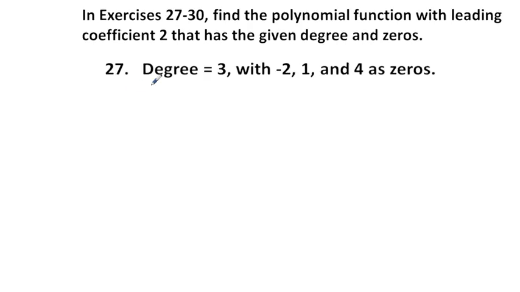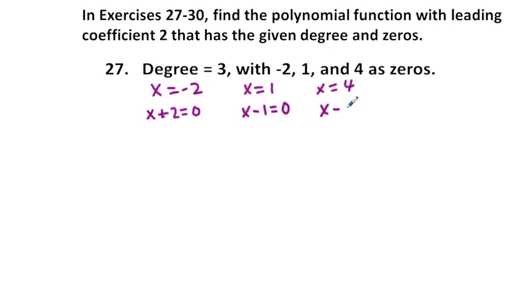So we find our zeros by putting x equals negative 2, x equals 1, and x equals 4. And solving for 0 on one side, we're going to have x plus 2 is equal to 0. We're going to have x minus 1 equals 0. We had to subtract 1. Finally, we're going to have x minus 4 is equal to 0.